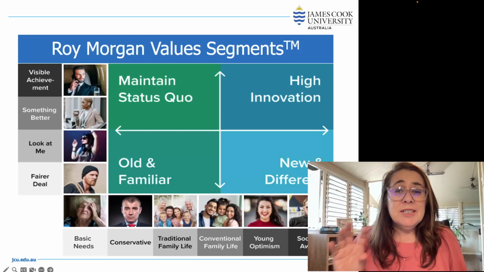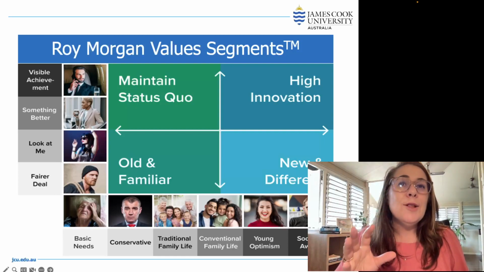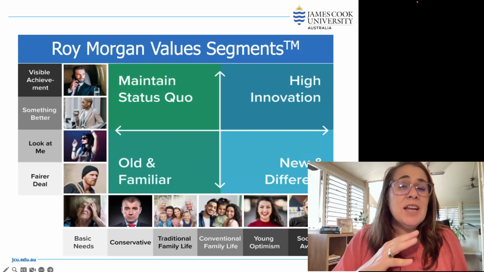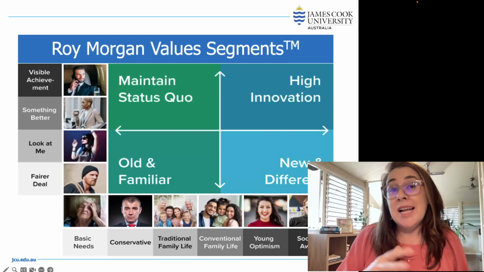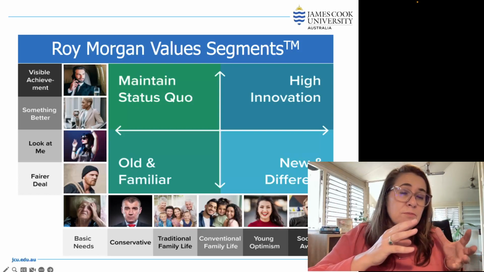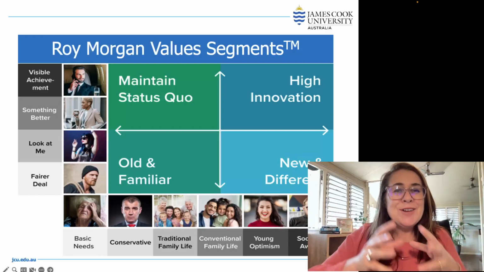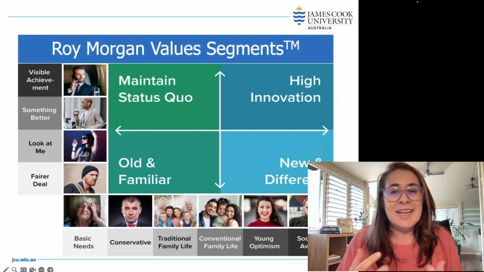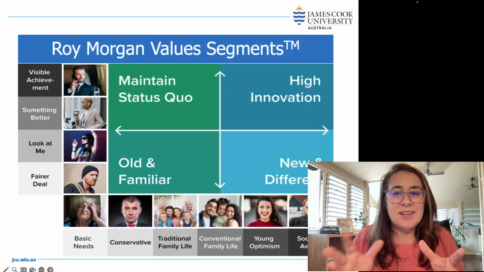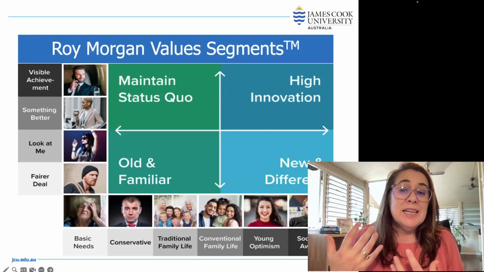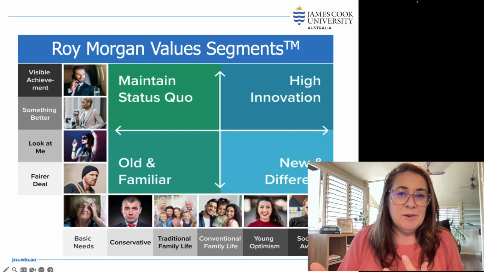Roy Morgan is Australia's best known and longest established market research company. They have an unparalleled reputation for reliable, accurate, meaningful, and revealing market research. The Roy Morgan value segment is an innovative system of market segmentation that goes beyond demographics and psychographics, and this explores values, mindsets, and attitudes that motivate consumer behaviour.